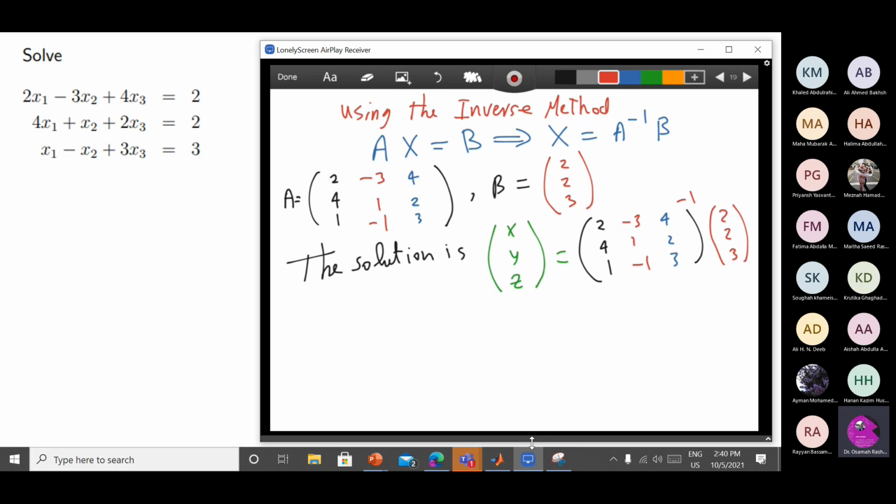Okay, do you have your calculator? Yes, doctor. Go for mode. Go for matrix.